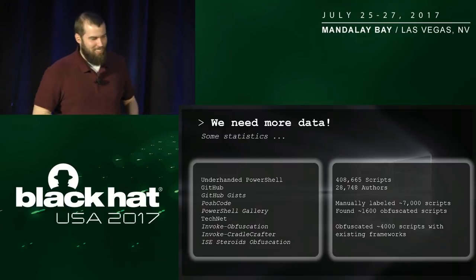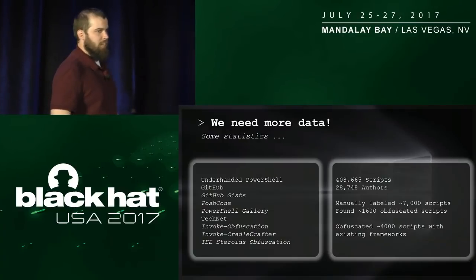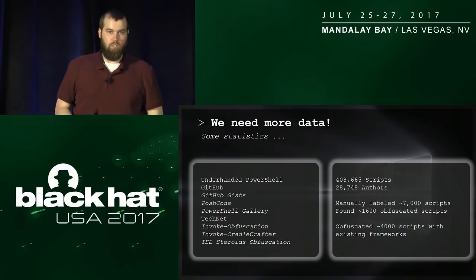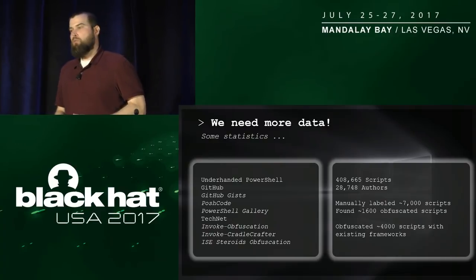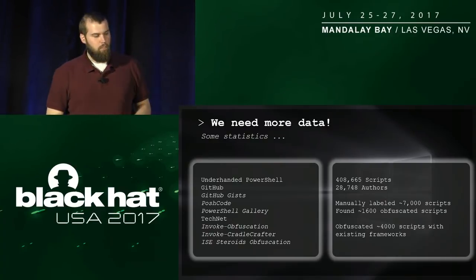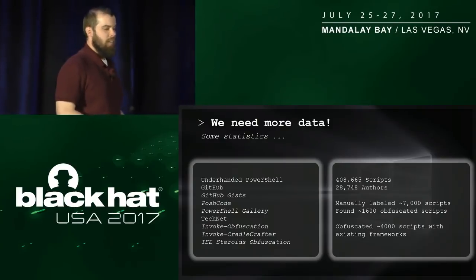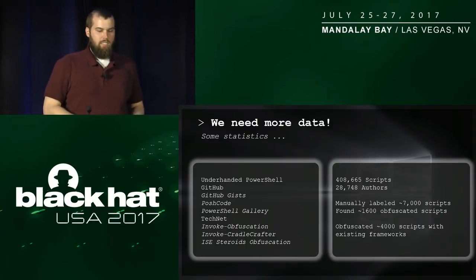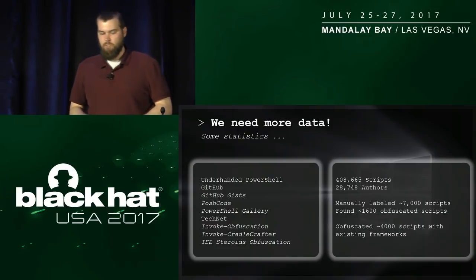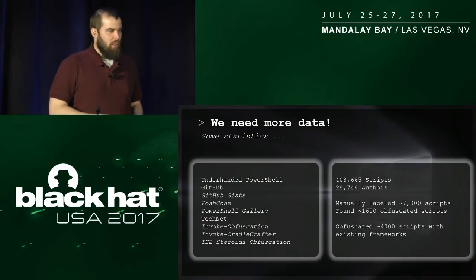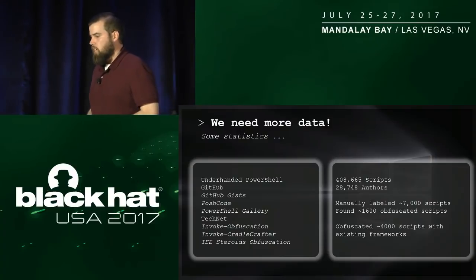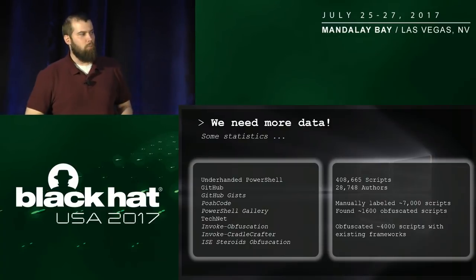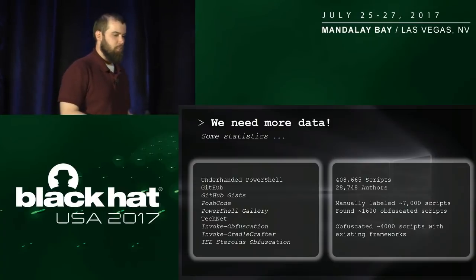So going back to the serious stuff. Again, we needed more data. The PowerShell corpus that we assembled, and that we are releasing as part of this research, came to 408,000 PowerShell scripts contributed by at least 28,000 authors. We identified about 1,600 obfuscated scripts in that data set. Then we produced around 4,000 obfuscated scripts by randomly taking these PowerShell scripts and running them through Invoke-Obfuscation, Invoke-CradleCrafter, and then PowerShell ISE Steroids obfuscation.